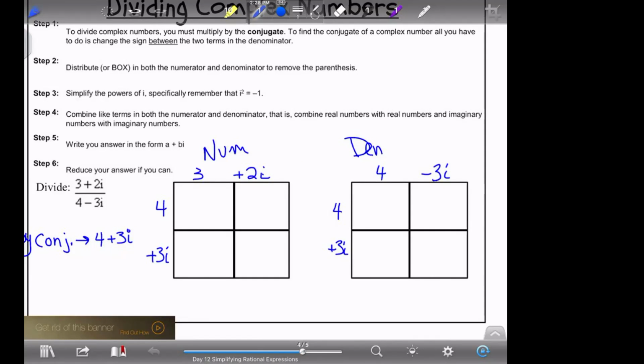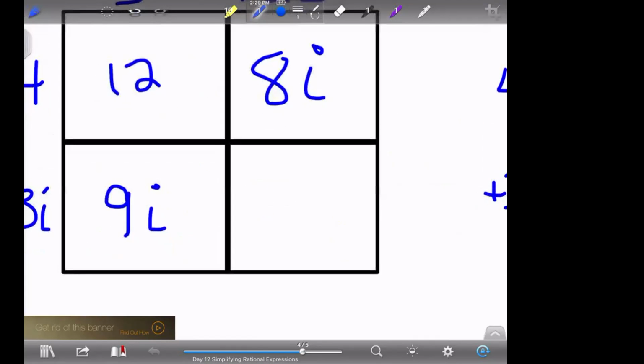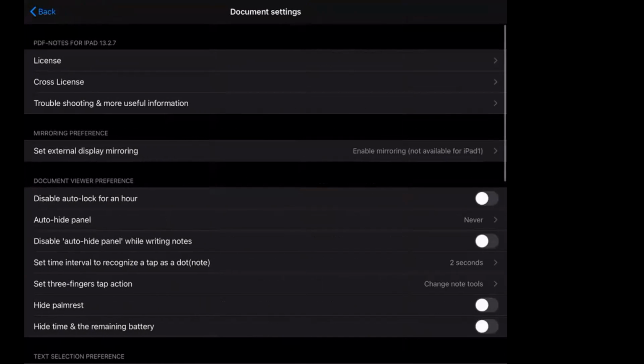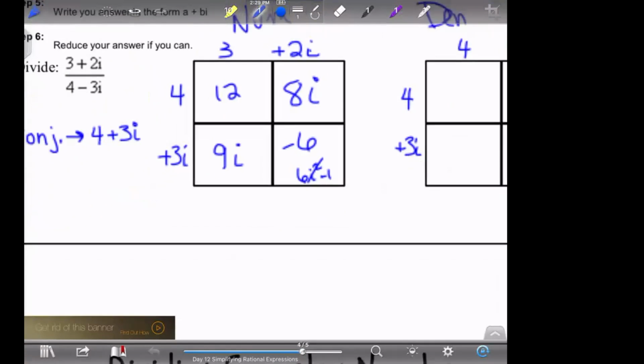So now we're just going to multiply corresponding pieces of our box. I'm going to take 3 times 4, which is 12. I'm going to take 4 times 2i, which is 8i. I'm going to take 3 times 3i, which is 9i. Then I'm going to be careful in this last box. When I multiply 2i times 3i, I get 6i squared. 6i squared is not allowed to be left in my box. I've got to take that i squared out, replace it with -1. So this box has a value of -6.